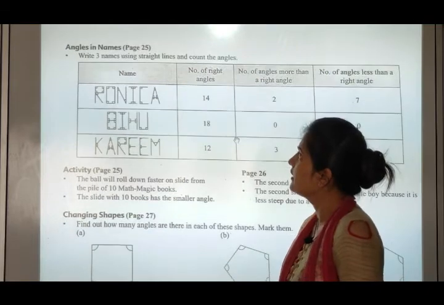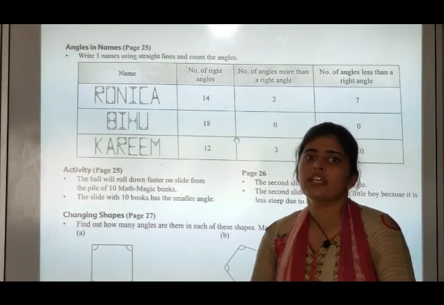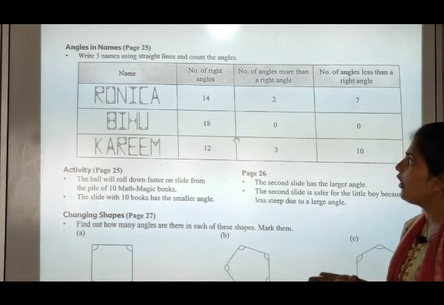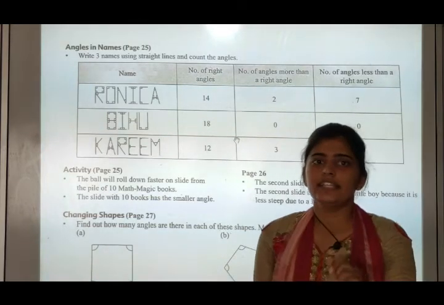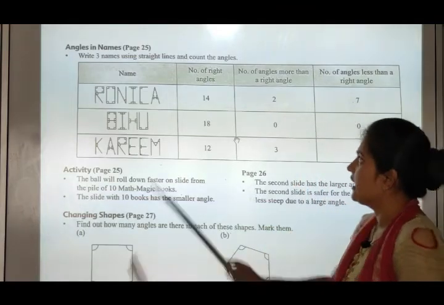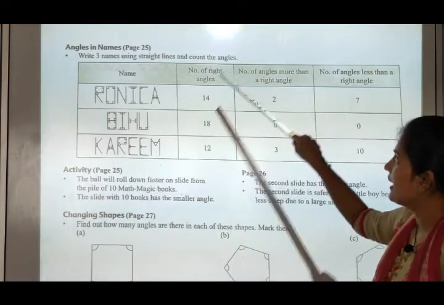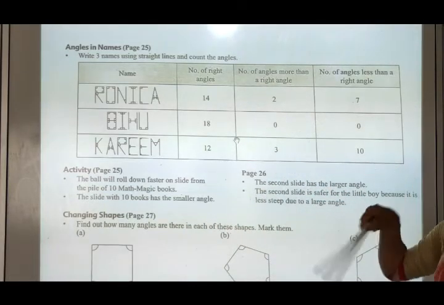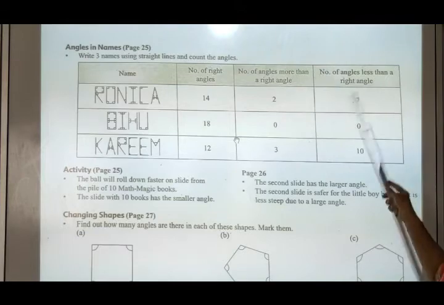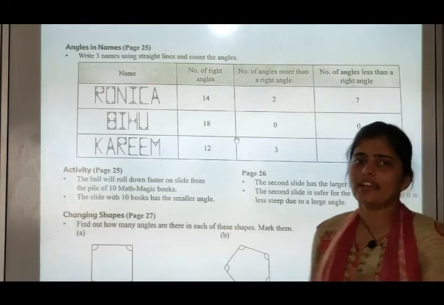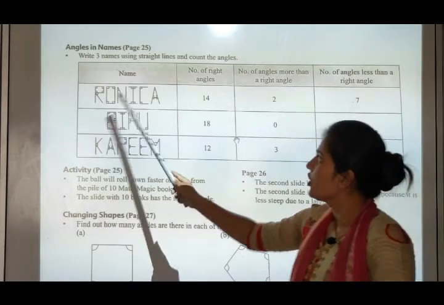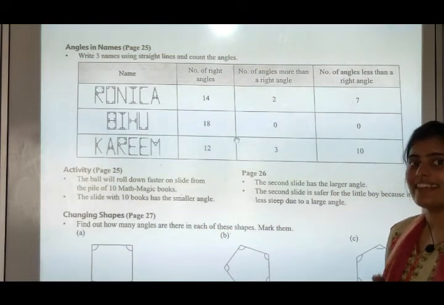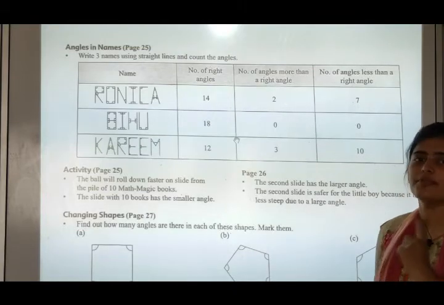Now here angles in names. Any names or letters are given to you and you have to find out how many angles that name or letter is making. Here you can see some names are given and you have to find out how many right angles are there, how many more than right angles means obtuse angles are there and how many less than right angles means acute angles are there. Here first Ronika, in this Ronika you have to find out how many right angles are there, means how many L you can make in this.